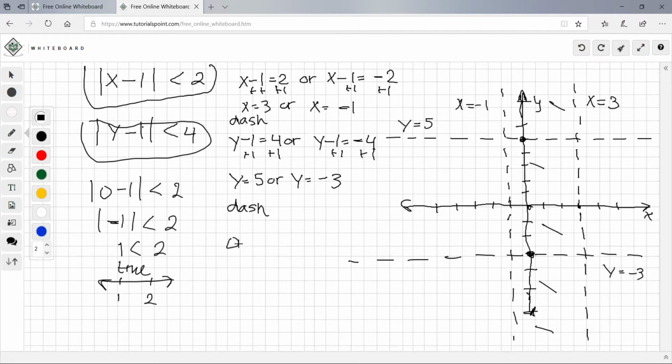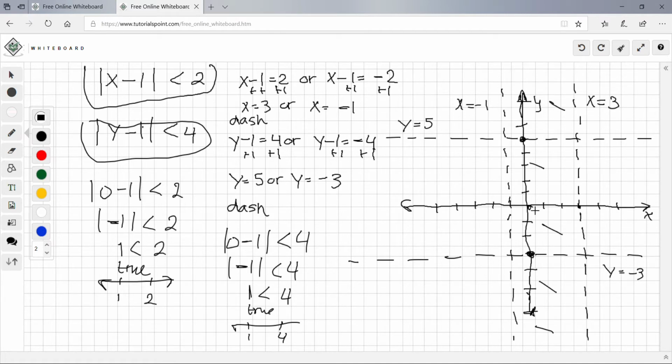So it's going to be 0 minus 1 is less than 4. So that's going to be -1. Absolute value of -1 is less than 4. And then the absolute value of -1 is just 1. Is 1 less than 4? Here's 1 and here's 4. 1 is less than 4, so that's true. Sometimes I have to graph it. So that's true.